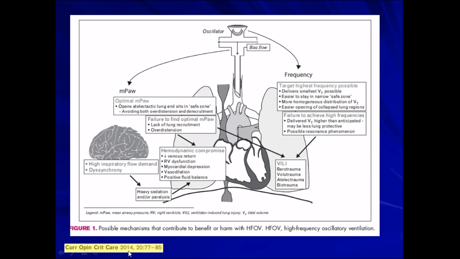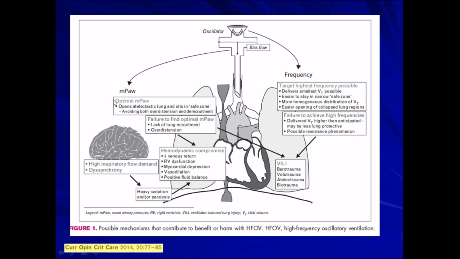In this review in 2014, I think Ferguson was part of it. Even he tried to find out why high frequency oscillation might increase mortality, or at least did not improve mortality. So the issue of the frequency, delivering the smallest tidal volume possible, this is the target. But if you did not achieve higher frequencies, their target was more than 6, that might deliver higher tidal volume than anticipated, and that might cause less lung protection or maybe harm. And the other issue, the possibility of the resonance phenomena.